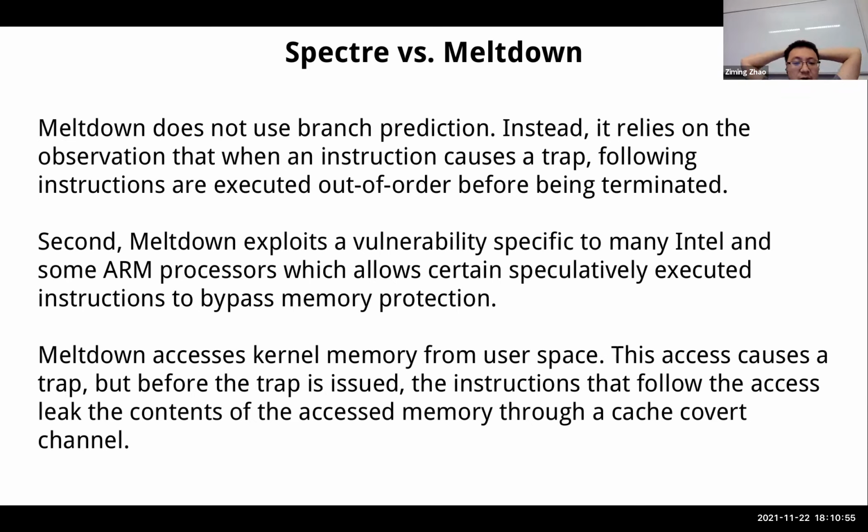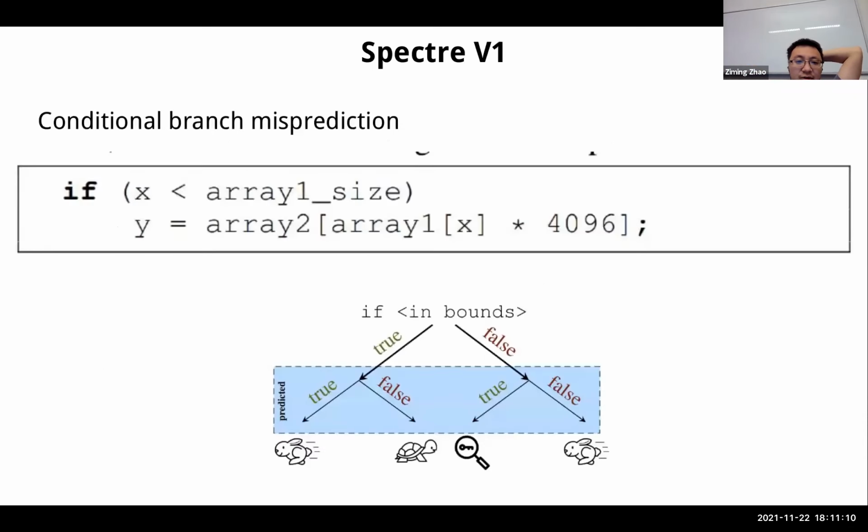Meltdown accesses kernel memory from user space. The access causes a trap, but before the trap is issued, the instructions following the access leak the content of the data through a cache covert channel.